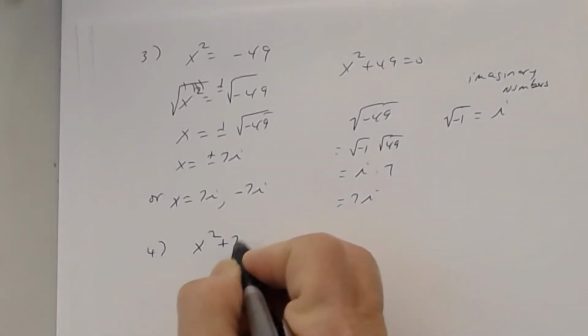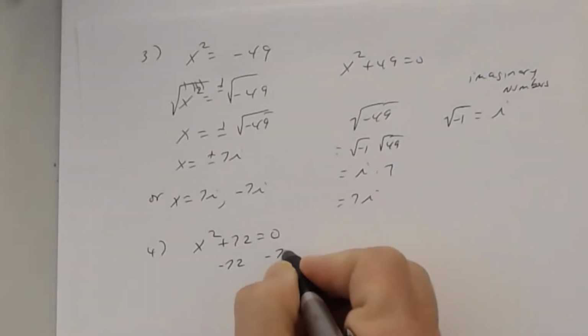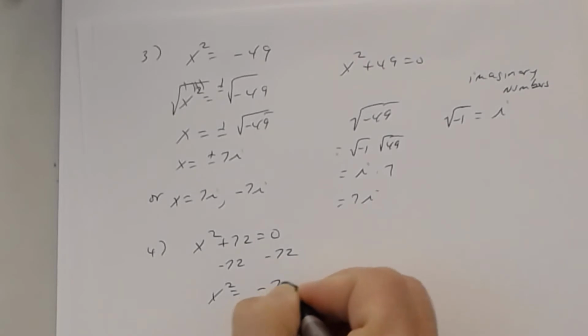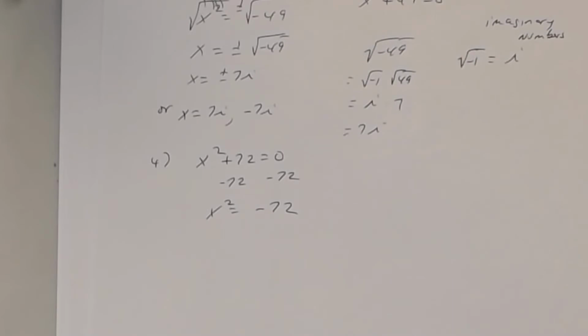x squared plus 72 equals 0. All right. So how are you going to solve this quadratic? You use the only two things you know how. Which one are you going to use? Square root property. So if I'm going to use the square root property, what must I do first? Get x squared by itself, so I'm going to subtract 72 from both sides. All right, so if I subtract 72 from both sides, I get x squared equals negative 72. So if I'm going to use the square root property, I've got to get that squared term by itself.